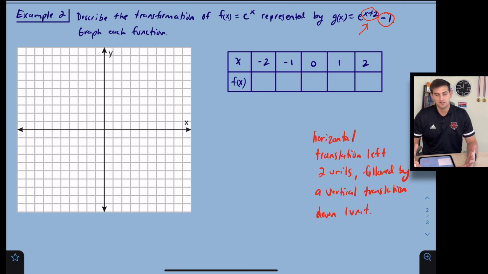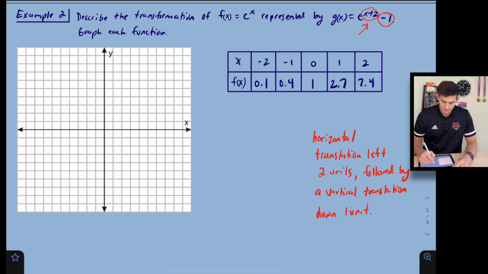And so you could use a calculator here and just plug in e to the -2nd, -1st, 0, 1, and 2. Well, we know anything to the 0 power is 1. And now I'm just going to plug in. I know that e is approximately 2.72, so I'm just going to call this 2.7. And then this would be about 7.4. To the -1st would be about 0.4. And to the -2nd would be about 0.1.